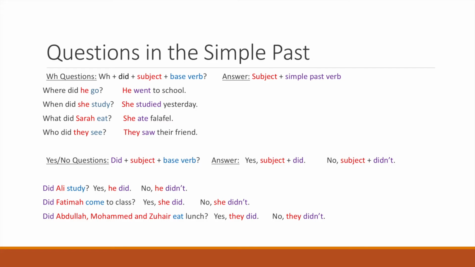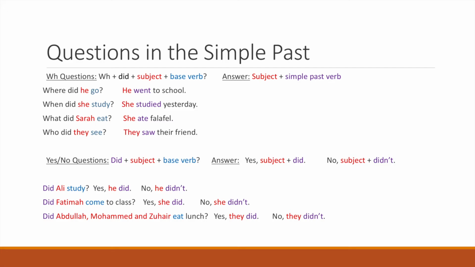For yes or no questions, again, we have to start with the helping verb did, followed by the subject, and then the base verb. When we answer a yes or no question, you start with yes or no, followed by the subject, then did or didn't.